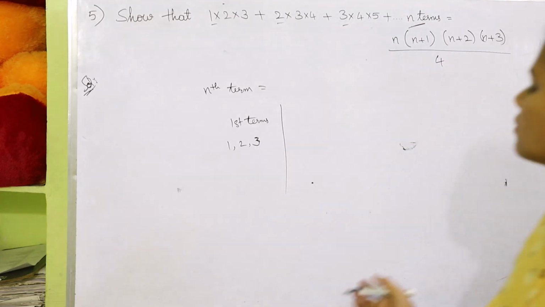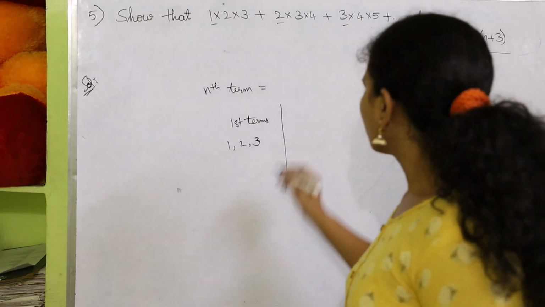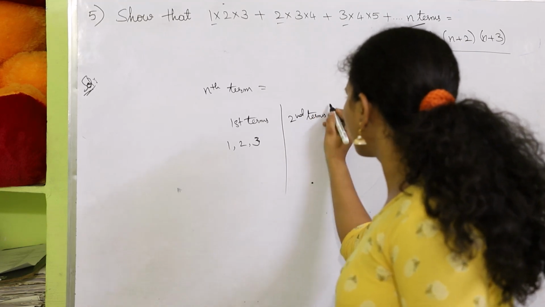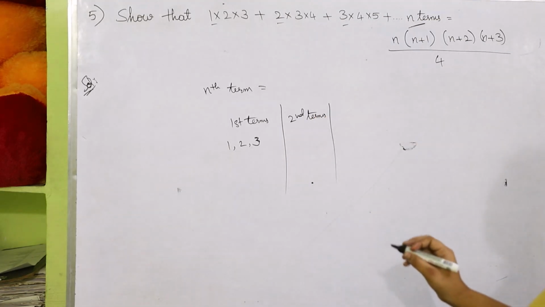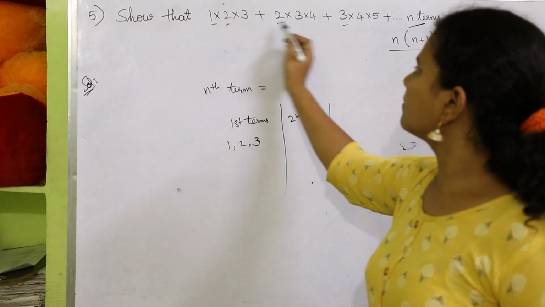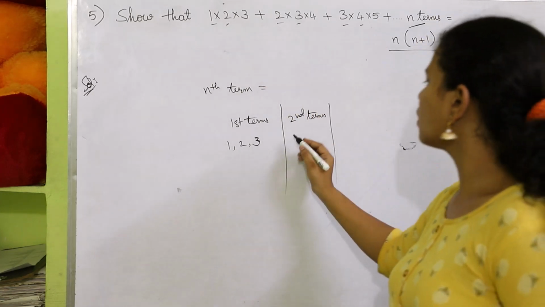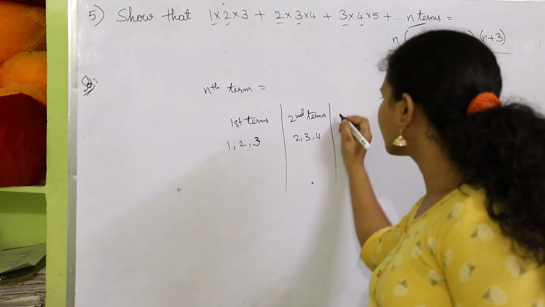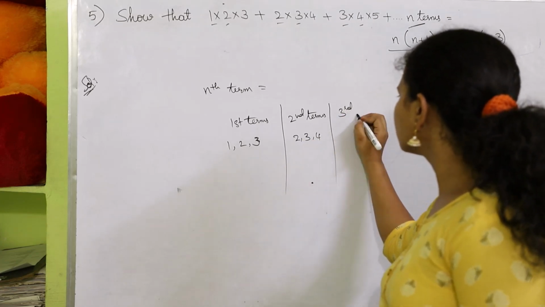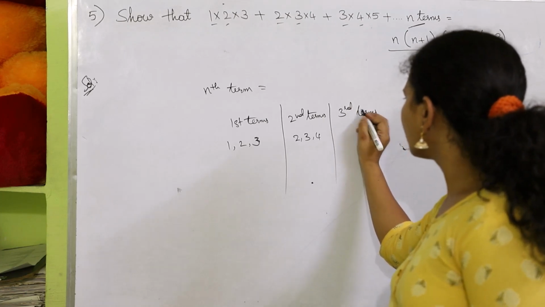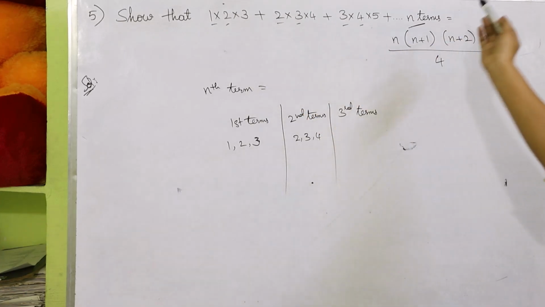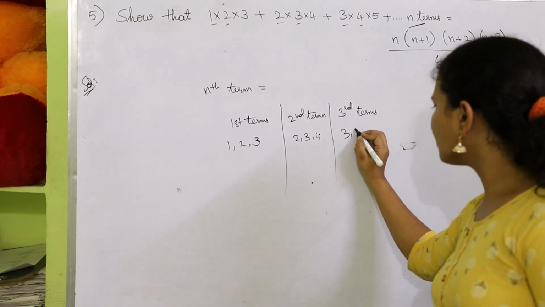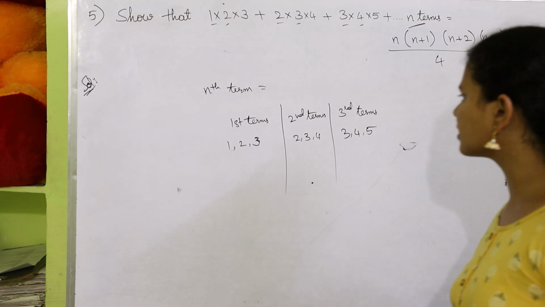Clear? And let's go for the second terms here. Second terms are what? 2 over here, 2 is the second term. Here you have 3, here you have 4. So 2, 3, 4 are the second terms. And go for the third terms. Third terms are here, 3, 4, 5 are the third terms. Are you getting it?